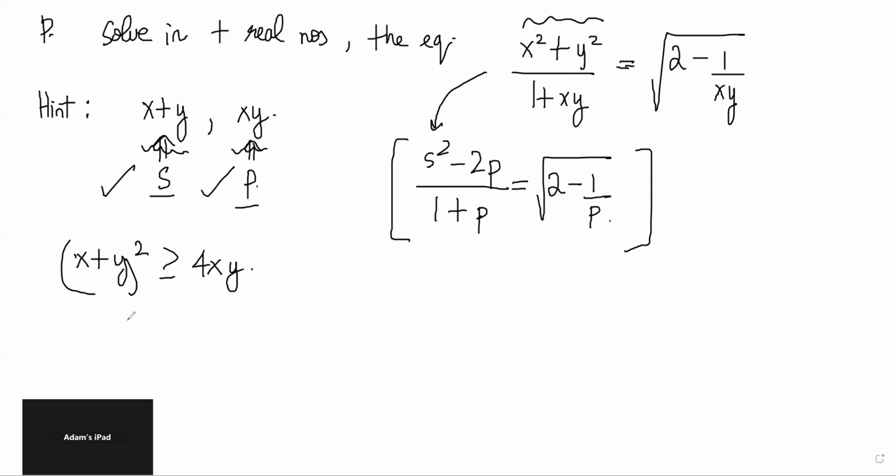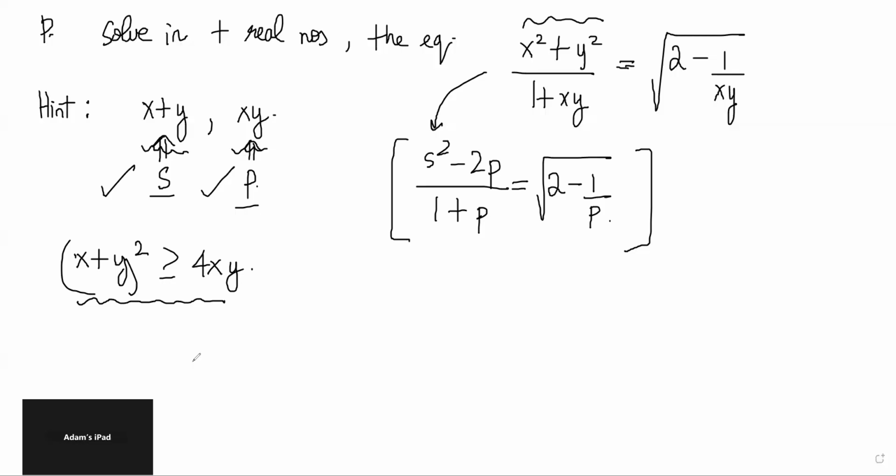Do you realize that it will always be greater than or equal to 4xy? No. Think about it for a minute. That is x squared plus 2xy plus y squared. The x squared plus y squared is greater than or equal to 2xy.